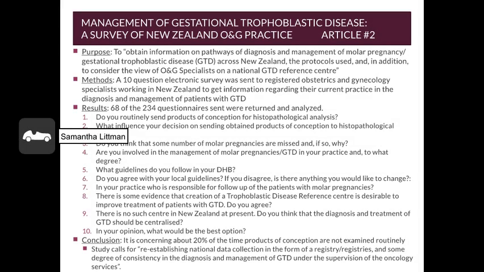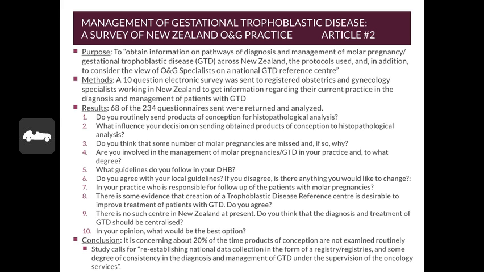The second article reviewed is called Management of Gestational Trophoblastic Disease, a survey of New Zealand O&G practice. Its purpose was to obtain information on pathways of diagnosis and management of molar pregnancy/gestational trophoblastic disease across New Zealand, the protocols used, and in addition, to consider the views of the O&G specialists on a national GTD reference center.